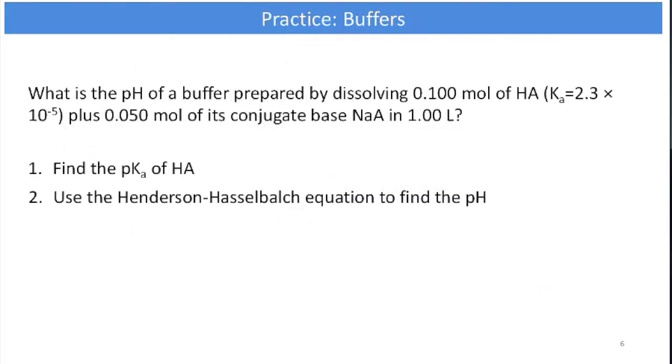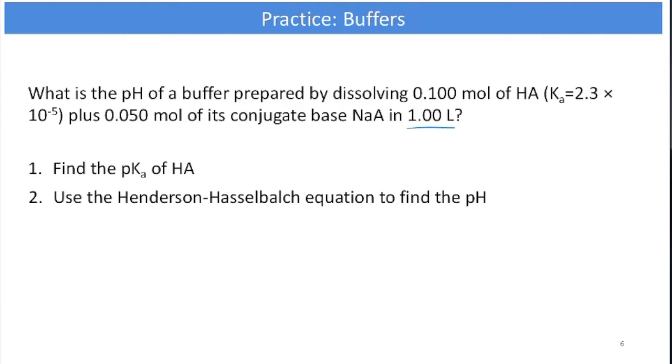So let's just go through a quick practice. What is the pH of a buffer prepared by dissolving 0.1 moles of weak acid plus 0.05 moles of its conjugate base in 1 liter? We're given a Ka, 2.3 times 10 to the minus 5, and we're also given the moles of both the acid and its conjugate base. And we can figure out concentration pretty easily because the solution is in 1 liter, so the moles is just going to be the concentration, right? 0.1 moles in 1 liter is 0.1 molar.